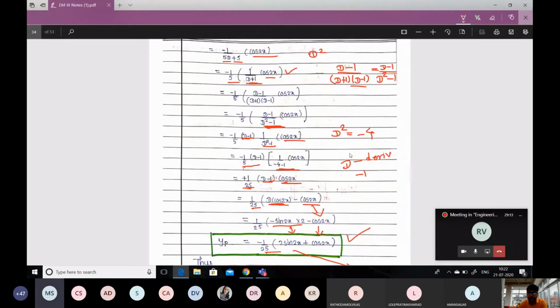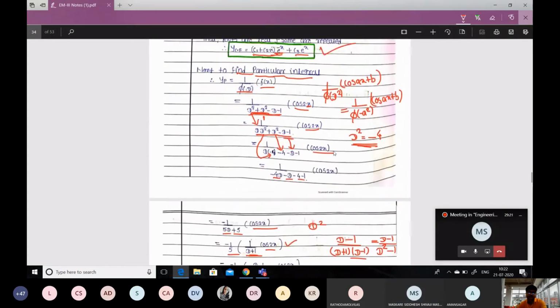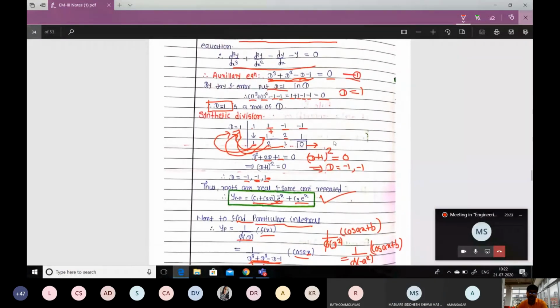Sir, yes. Can you just tell the synthetic division part once again? Okay, synthetic division. All right. Let me erase it first.